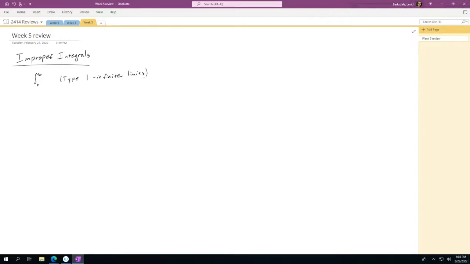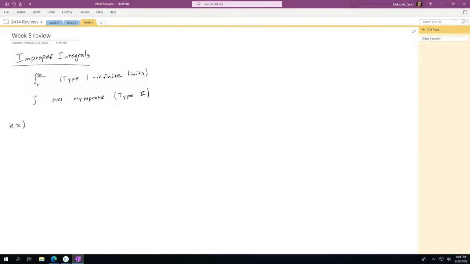Or you'll usually be integrating over some kind of discontinuity. It's most frequently an asymptote. And we call these ones type 2. So usually we have a couple of different methods for solving these improper integrals, but most frequently all we're going to do is take the point where a problem arises. For type 1 integrals, it's the infinite point. For type 2 integrals, it's where we have our discontinuity, and we're just going to rewrite it as a limit.